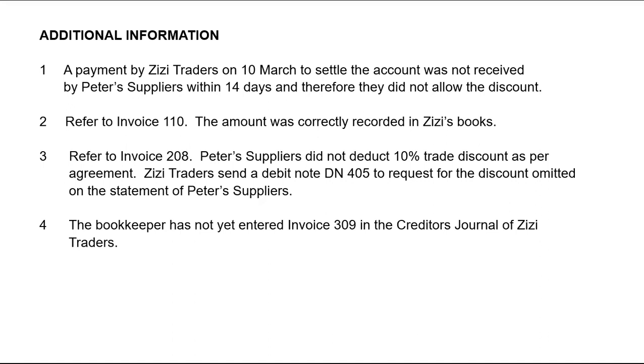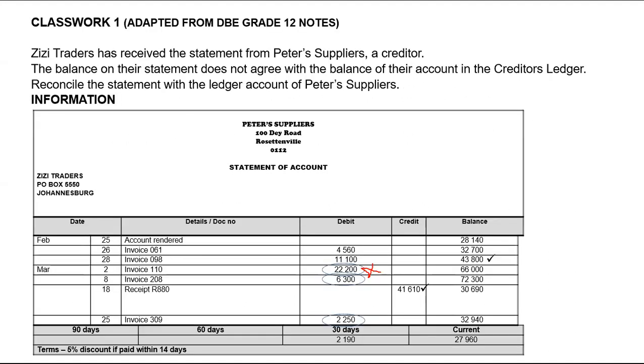Now, number three says invoice 208. Peter suppliers did not deduct 10% trade discount as per the agreement. ZZ Traders sent a debit note 402 to request for the discount omitted on the statement of Peter suppliers. Ooh, it's them that made a mistake. So we will check the creditors ledger and check how much we've got there as a debit note. I'm going to start with the statement, actually.